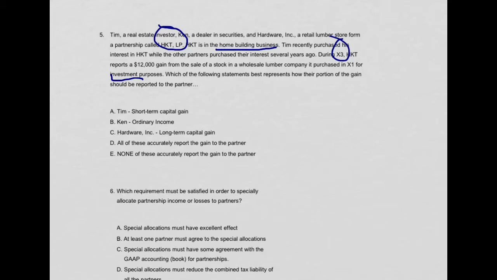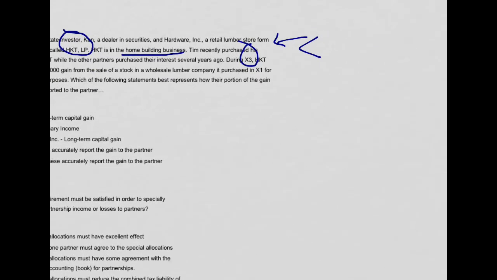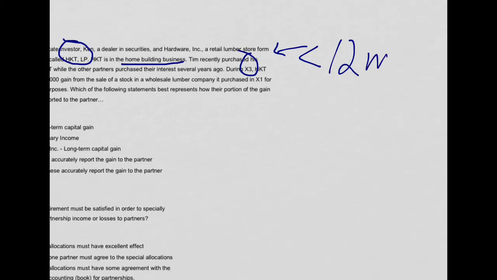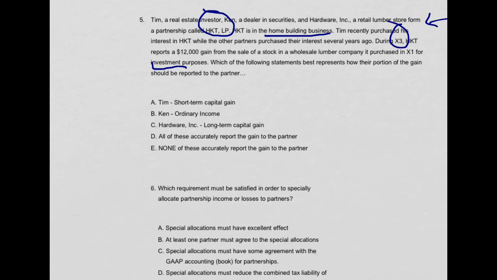Well, Tim, they said, recently purchased. So recently could be within the last year, meaning he's owned it less than 12 months. And if he's owned it less than 12 months, it would be a short-term capital gain. And notice the way the question works. It says which one best represents. So let's see what B is.